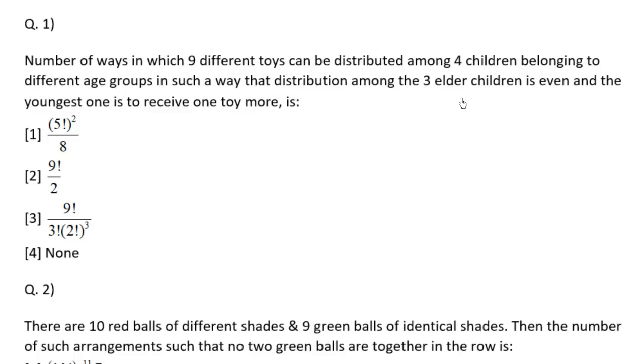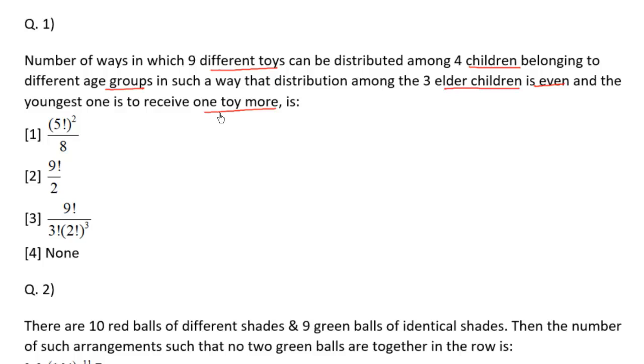Now let's take the very first question. Here it said that the number of ways wherein 9 different toys can be distributed among 4 children belonging to different age groups such that the distribution among the 3 elder children is even and the younger one is receiving one more toy. So if we just forget about the 9 different toys, we just want to figure out how many each of these elder children will be getting and how much the younger one will be getting.